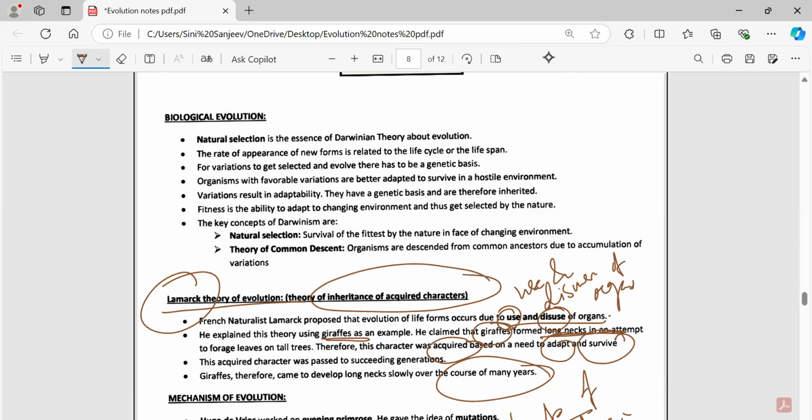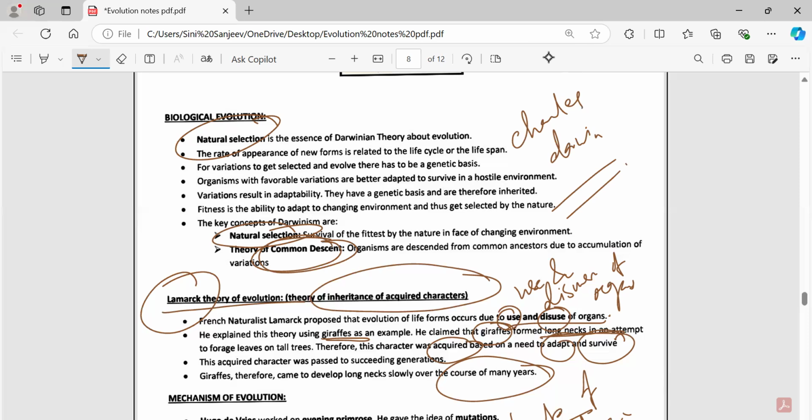Then the second one, the widely accepted theory, which is nothing but Darwinism. Darwinism, as I have already told you, is based upon natural selection. Charles Darwin was the one who gave this theory, right? And this is based mostly upon two concepts. One is called natural selection, and the other is called common descent. Now this common descent is also known as branching descent.